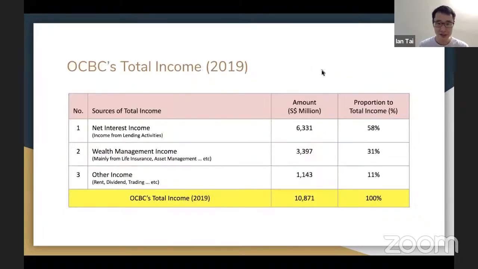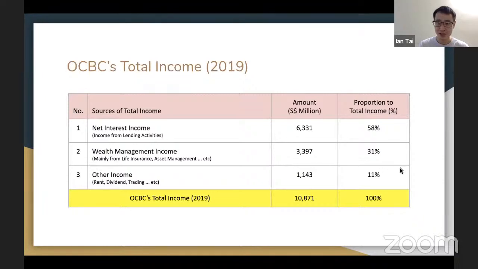All right, so this is actually the breakdown of total income. So this is total income for OCBC Bank. In 2019, it made 10.9 billion Singapore dollars in total income. And here's the breakdown of its sources of income. The first one is the 6.3 billion. So this one will come from its lending activities, all right, its net interest income.